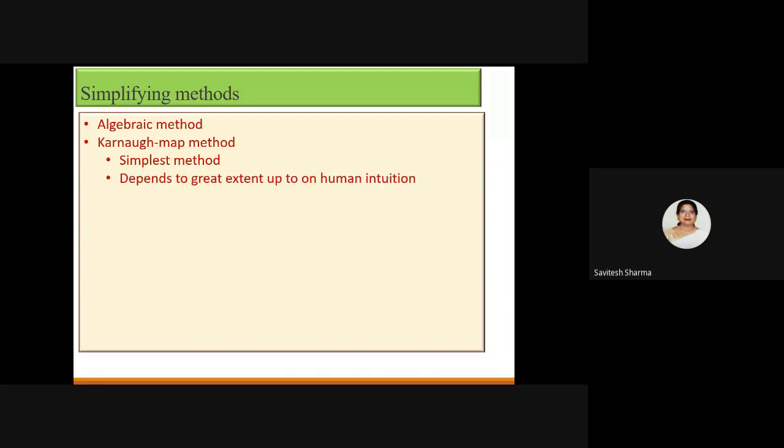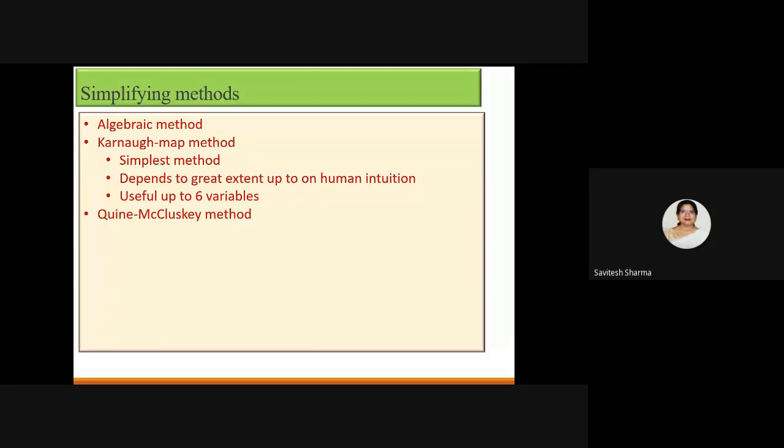is a very famous method, and you will love doing Karnaugh mapping. Once we discuss this, I hope you will find it very interesting. It is the simplest method, and it depends to a great extent on your human intuition. It is useful up to 6 variables only. Generally we do simplification manually, using two methods: algebraic and K-map. Karnaugh map is also known as K-map.